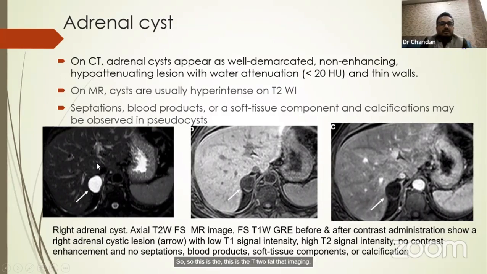So this is the T2 fat set imaging, this one is the T1 fat set images, and this is the post contrast enhanced T1 images. The T2 fat set images show that the lesion appears as a T2 bright signal, and on T1 it appears as a hypointense signal intensity.